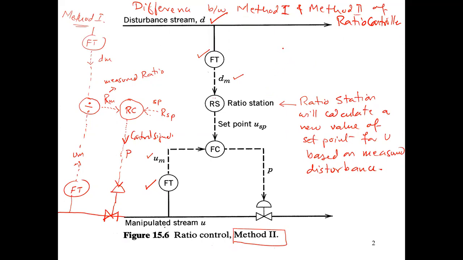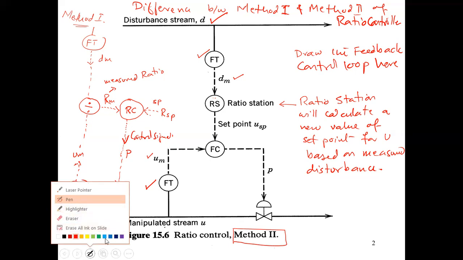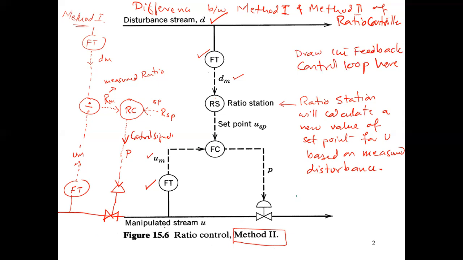So my question can be now. I would like to put one question, or you can expect this in the quiz. For example, draw the feedback control loop here. Okay, so अगर मैं एक feedback control loop यहाँ पे बनाना चाहूँगा तो कैसे बनाऊँ? How?